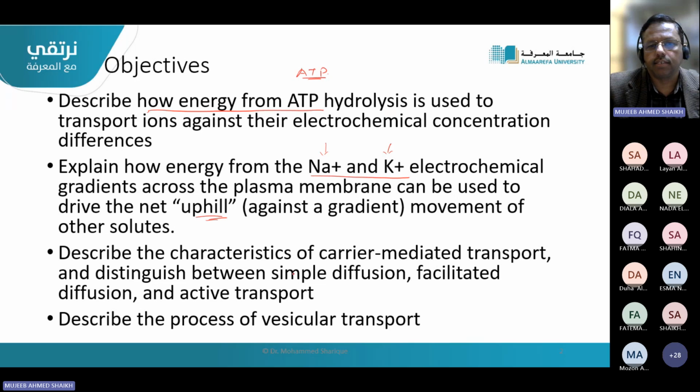Then describe the characteristics of carrier mediated transport and distinguish it from simple diffusion. We will summarize that across the two lectures, that is, the difference between active transport and passive transport. And the last one is another type of active transport, vesicular transport, transportation in the form of vesicles like endocytosis or exocytosis. So these are the points which will be discussed in this lecture.